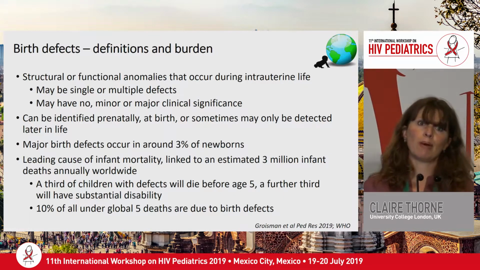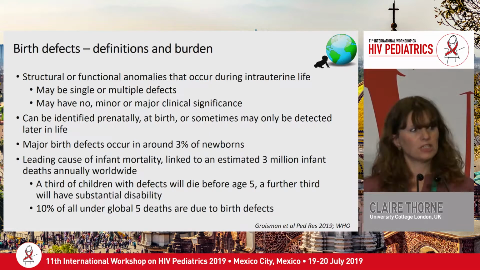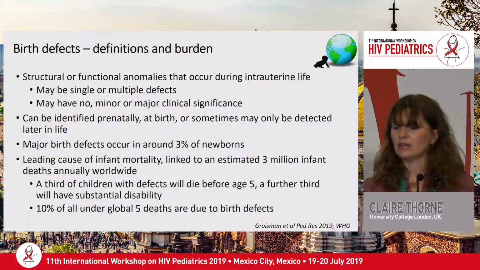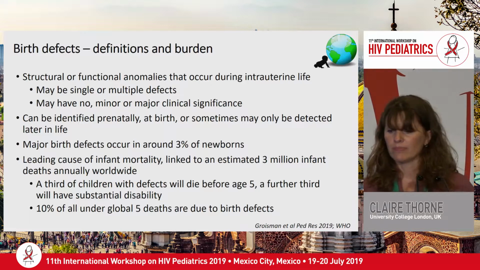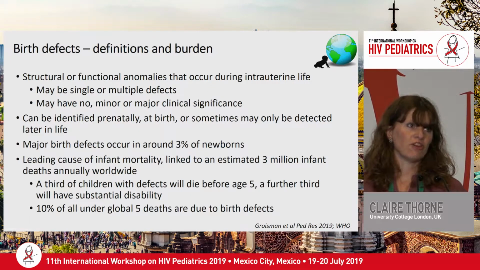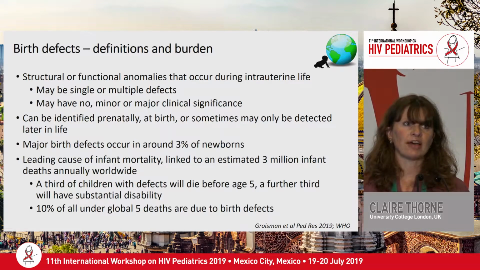But it's important to remember that some may not be detected until later in childhood or even in adulthood in some cases. So major birth defects occur in around 3% of newborns and are a leading cause of infant mortality, linked to around 3 million deaths annually worldwide. A third of children with defects will die before the age of 5, and a further third will have substantial disability. And of all global under 5 deaths, 1 in 10 are due to birth defects.